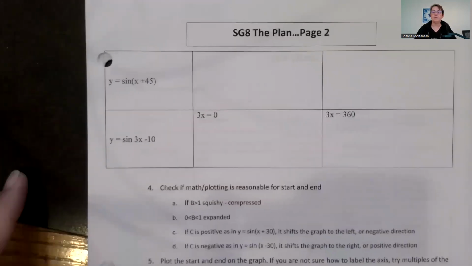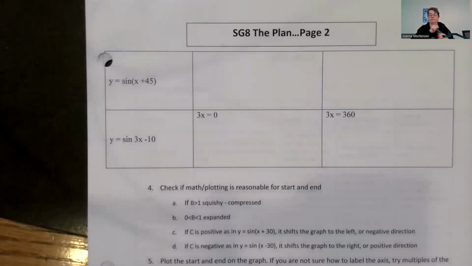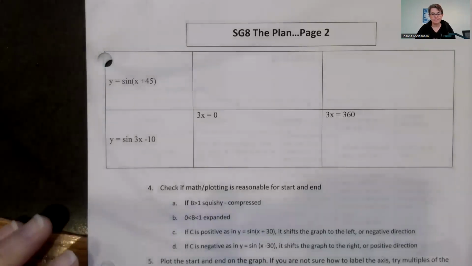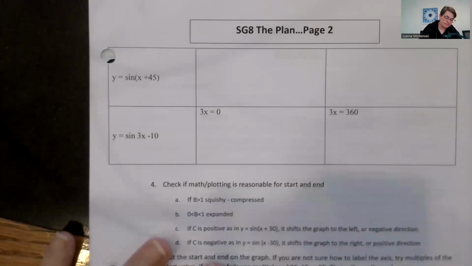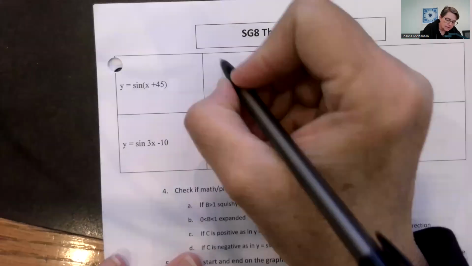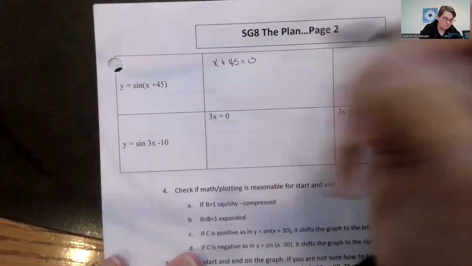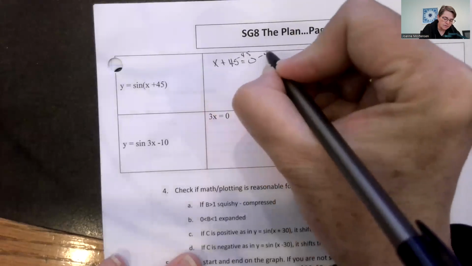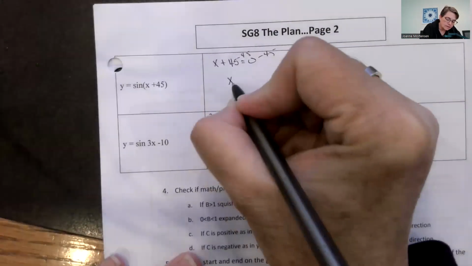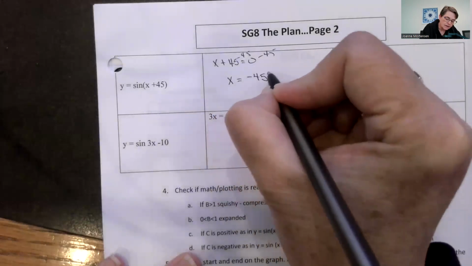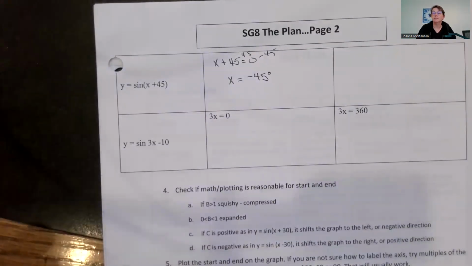Again, you should pause the video and try these on your own. Let's do it. I hope you did pause. So this is going to be x plus 45 is equal to 0, minus 45, minus 45. X is equal to minus 45. And we're done, right? Because there's no b value. So that's it.